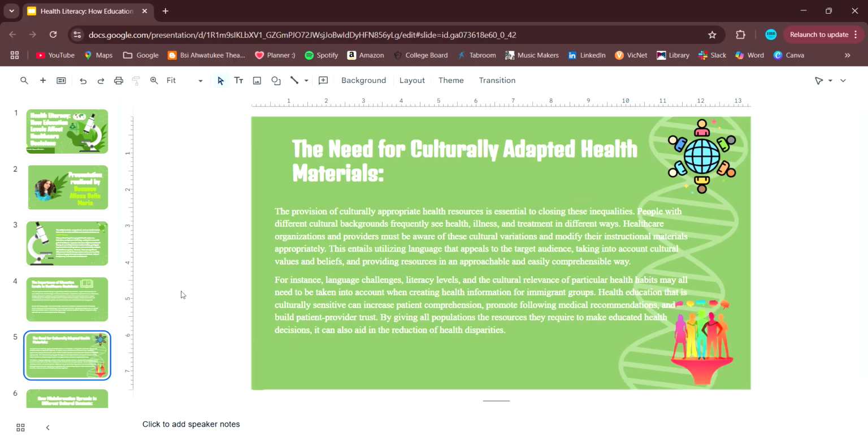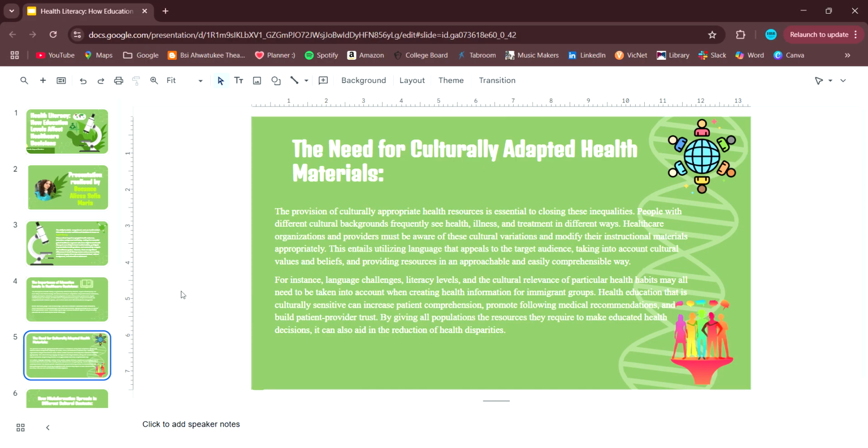So in order to close this gap, what we really need is culturally appropriate health resources. People from different cultural backgrounds frequently see health, illness, and treatment in different ways and contexts, and health organizations and providers should be aware of these cultural variations, and modify their instructional materials and resources appropriately. This means using language and scenarios that appeal to different target audiences, and taking into account the different cultural values and beliefs of these groups to provide resources in an approachable and easily comprehensible way.